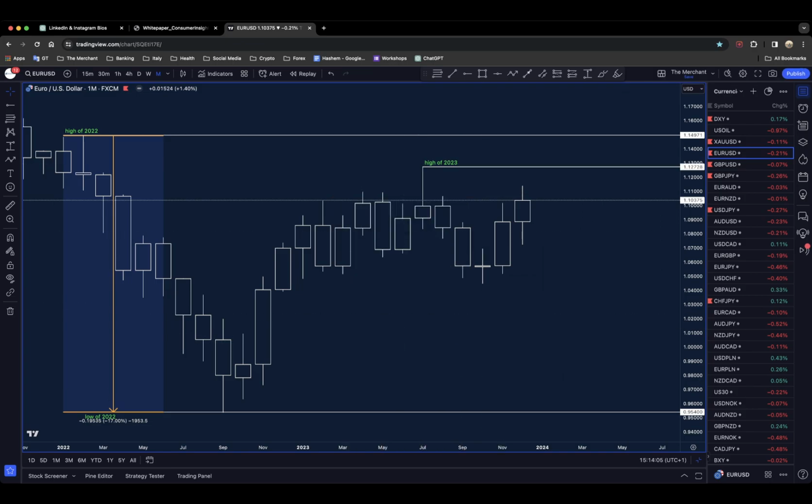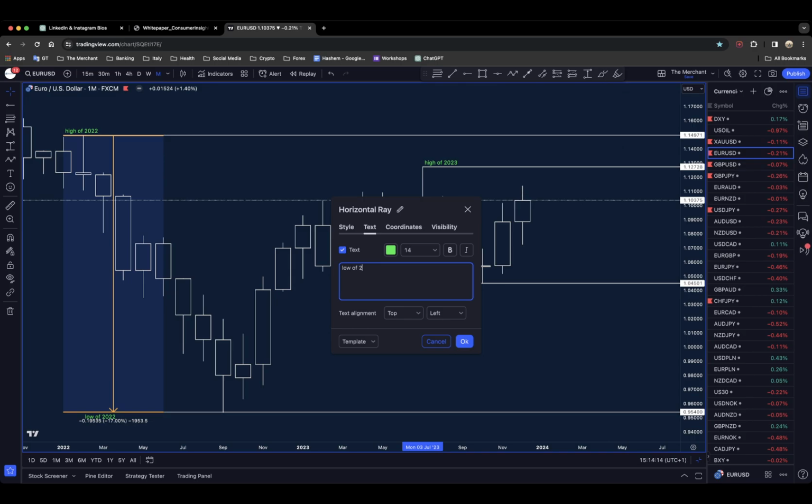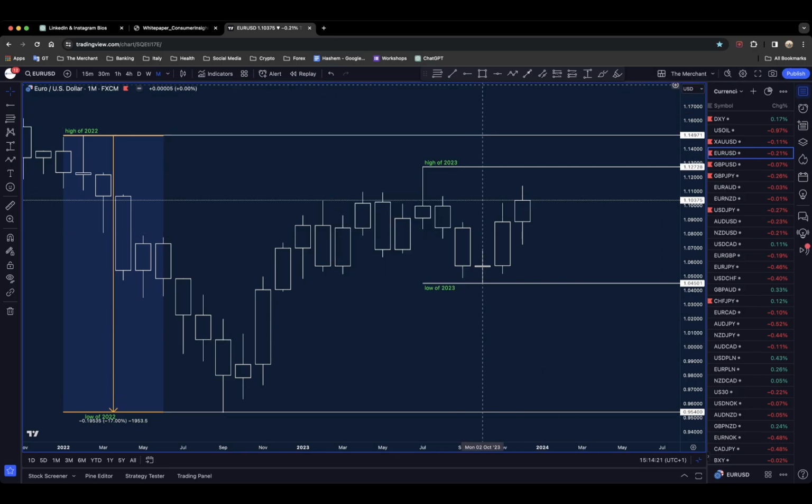Okay, and here we can see where it started. Here is the bottom of 2023, the low of 2023. Let's measure the movement from here to here. Guys, here we talk about 17%, let's say, price movement, which is like 1950 pips.